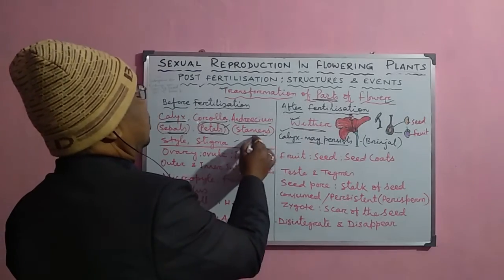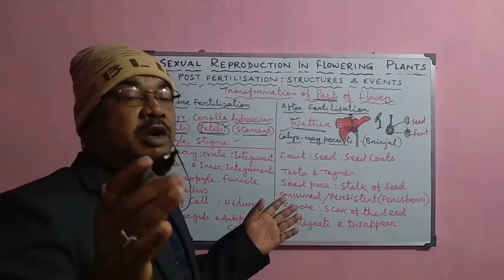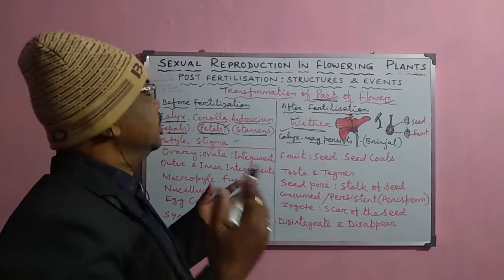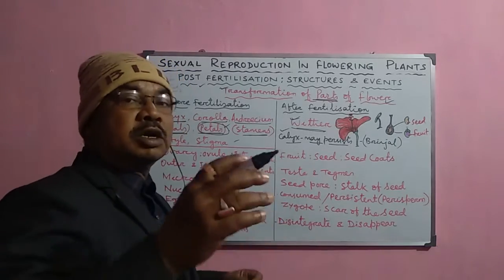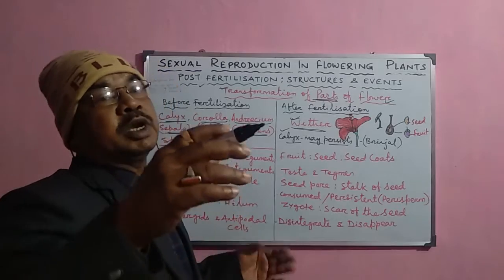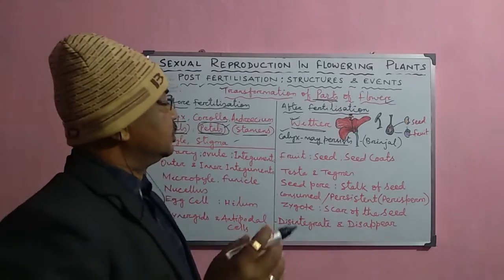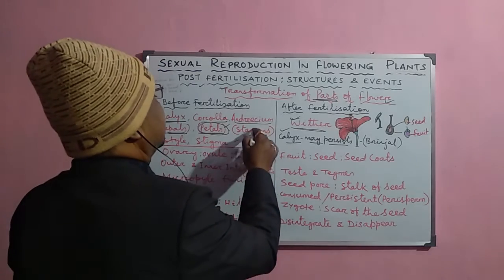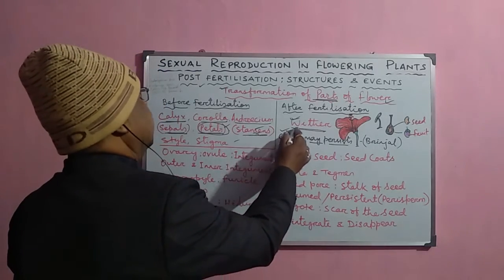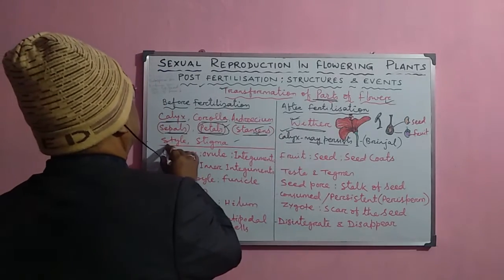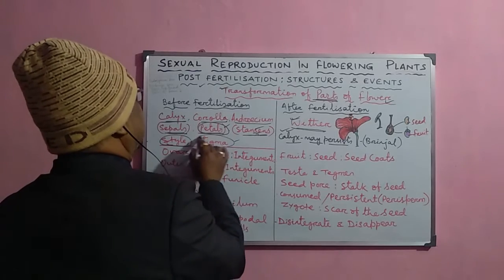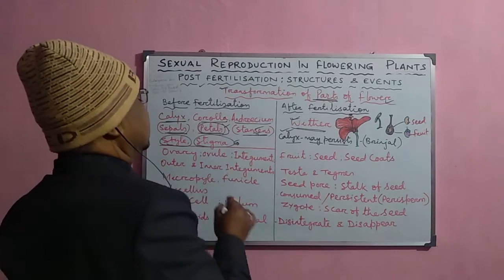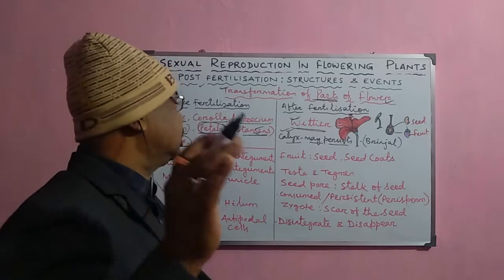And the stamens also prepare the pollen grains. After the preparation of the pollen grains, the anther dehisces. After that, the pollen grains are transferred to the stigma and their role is over. So that is why the stamen also withers away. But next, the style, stigma and ovary. These are the three important parts of the pistil.